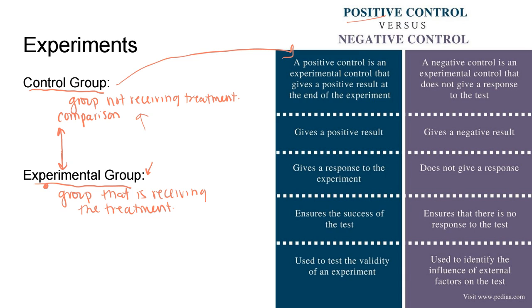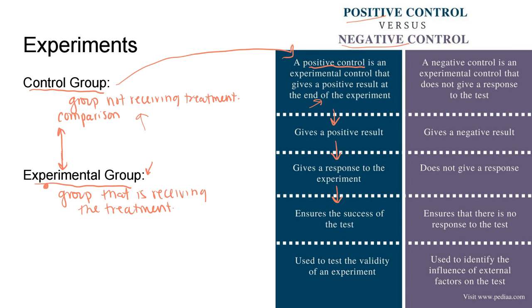So when we talk about control groups, it's either the one not receiving treatment, but there are also things called positive and negative control groups. And if you are not taking notes, I would take notes on this part. A positive control is an experimental control that gives a positive result at the end of the experiment. As the scientist, you make this positive control and you do it in a way that you know that whatever you're doing is going to have a positive result. It responds to the experiment the way that your hypothesis is saying, and it is ensuring that it is possible for your test to work and nothing's broken or there's not a variable that's not working.